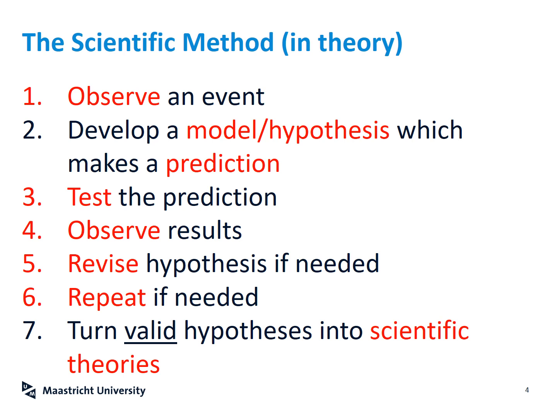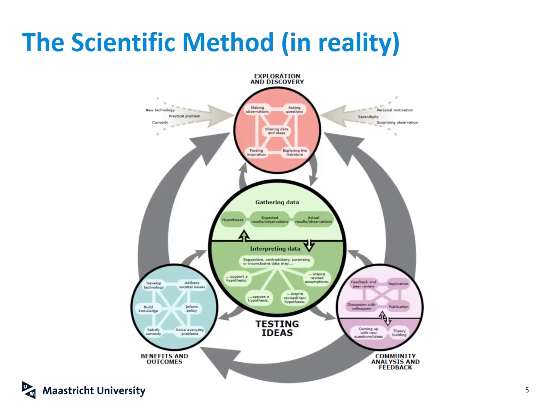Very often the data contradicts your hypothesis a little bit, and you have to revise your hypothesis and repeat your experiments if needed. The ultimate goal for a scientific method in this case is to turn valid hypotheses into scientific theories. So build knowledge, build an understanding of a certain phenomenon, and create theories that explain the thing you want to research. Now, in reality, the scientific method is a little bit more complex.